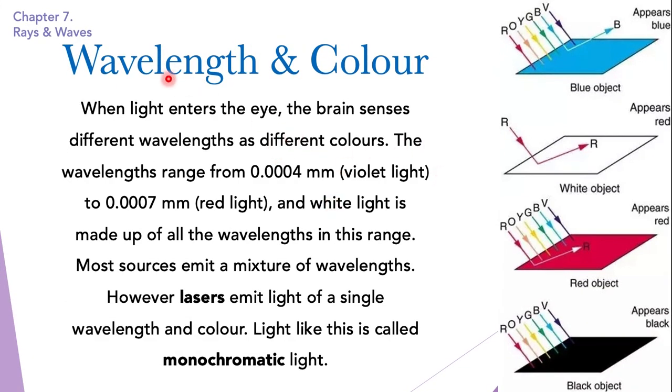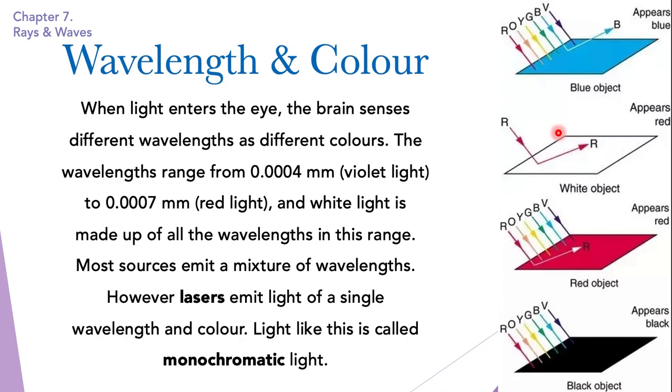So when light enters the eye, the brain senses different wavelengths as different colors. The wavelengths range from 0.0004 millimeters, which is violet light, it is a violet color, to 0.0007 millimeters, which is red light. And white light is made up of all of the wavelengths in this range. So the original color of light is white. We all know that, of course, right?